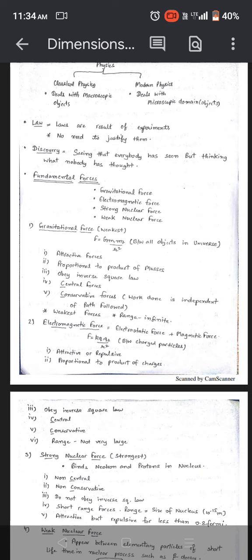Second one is discovery. Discovery is seeing what everybody has seen but thinking what nobody has thought.